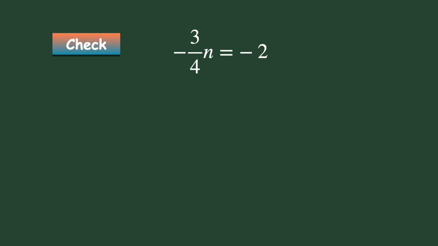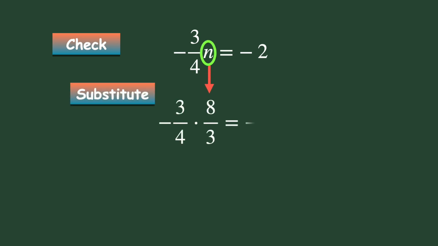The last step for this equation is to check the solution of 8/3 for n. To do this, we will use substitution again to replace the n with the solution of 8/3. Now we can multiply the numerators first. Negative 3 times positive 8 is negative 24, and then 4 times 3 is 12. If we simplify this improper fraction, we will get negative 2, which is the same value on the right side of this equation. So we know the solution of 8/3 will keep this equation in balance.